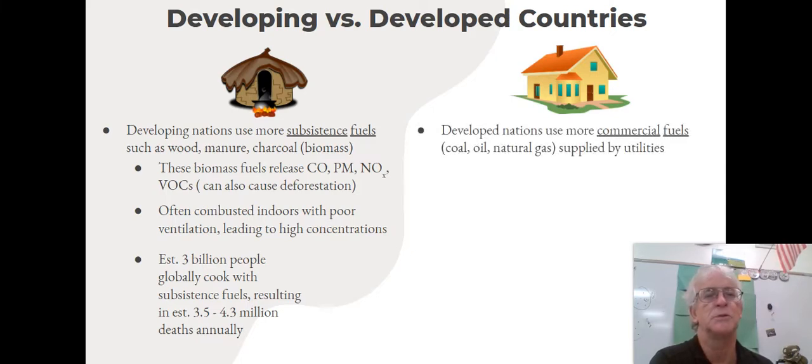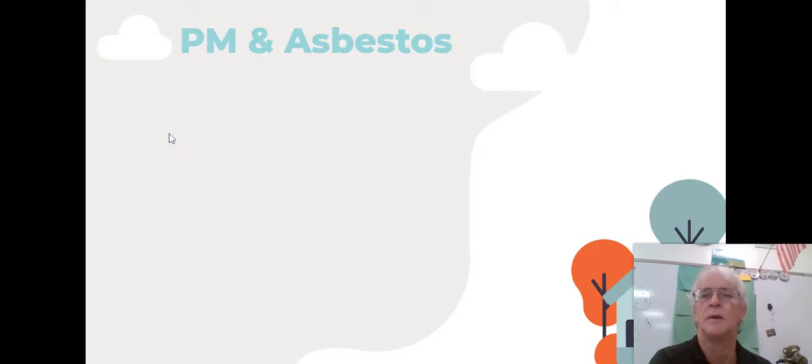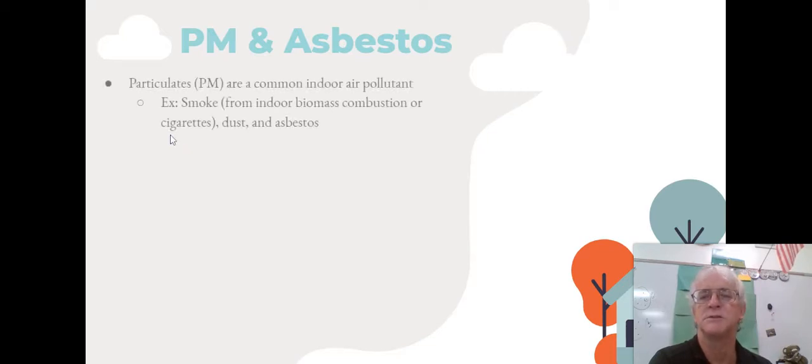In developed countries, we use more commercial fuels such as coal, oil, and natural gas supplied by utilities, typically burned in closed, well-ventilated furnaces, stoves, etc. The major indoor air pollutants in developed countries come from chemicals and products: adhesives in furniture, cleaning supplies, insulation, and lead paint. Particulate matter and asbestos.